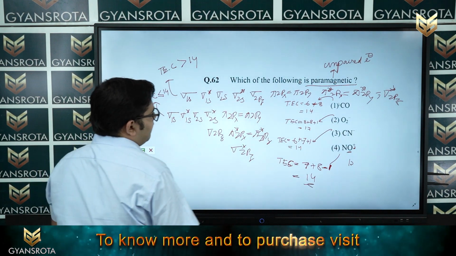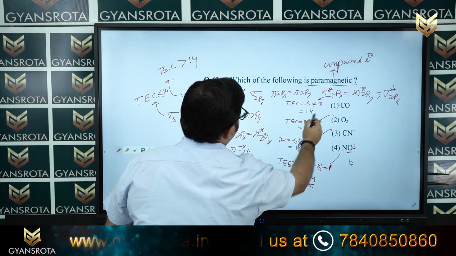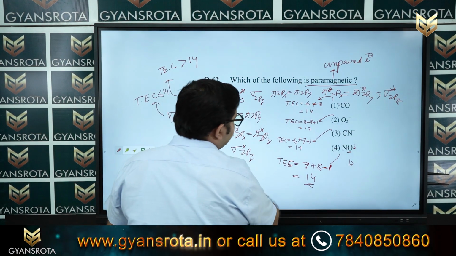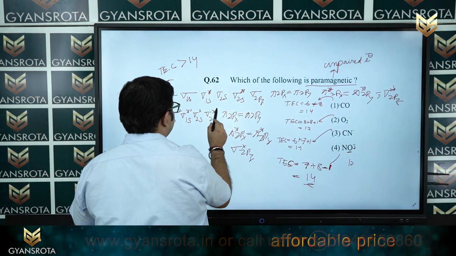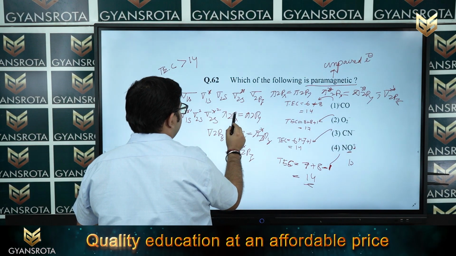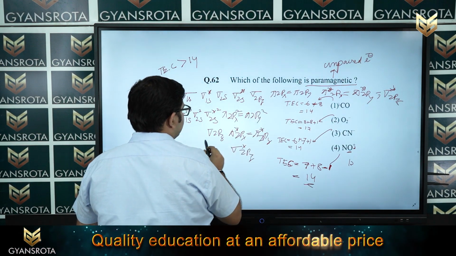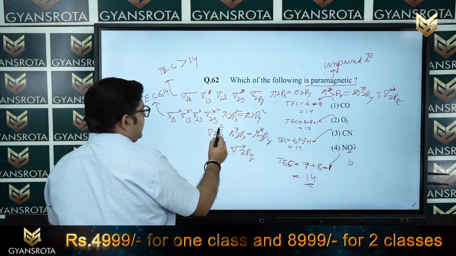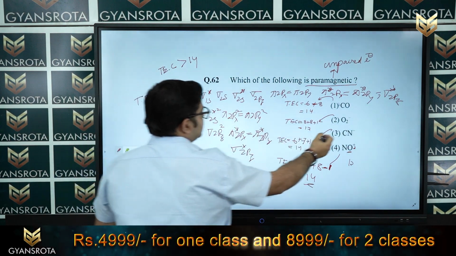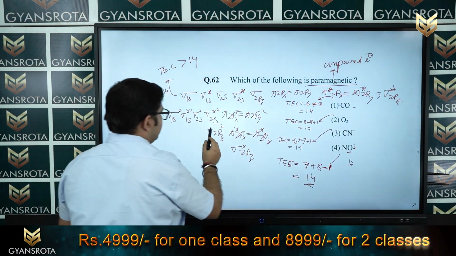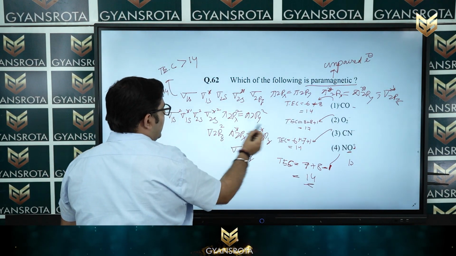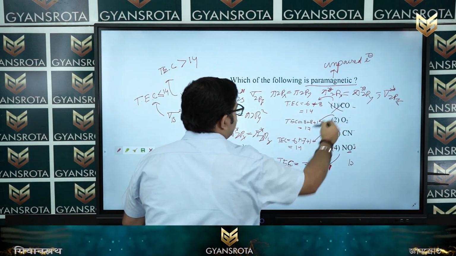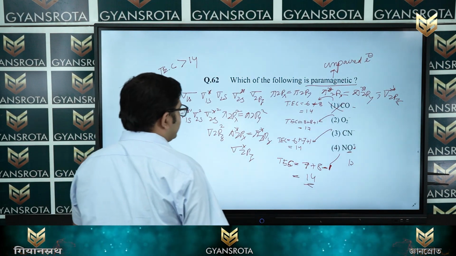Now, if you see for CO, the first option, how many electrons are there? 14, so filling 2, 2, 4, 5, 6, 7, 8, 9, 10, 11, 12, then 13, 14. See here, there are no unpaired electrons. It will follow this part. For option number 1, no unpaired electrons, so this is not the option because we require unpaired electrons.